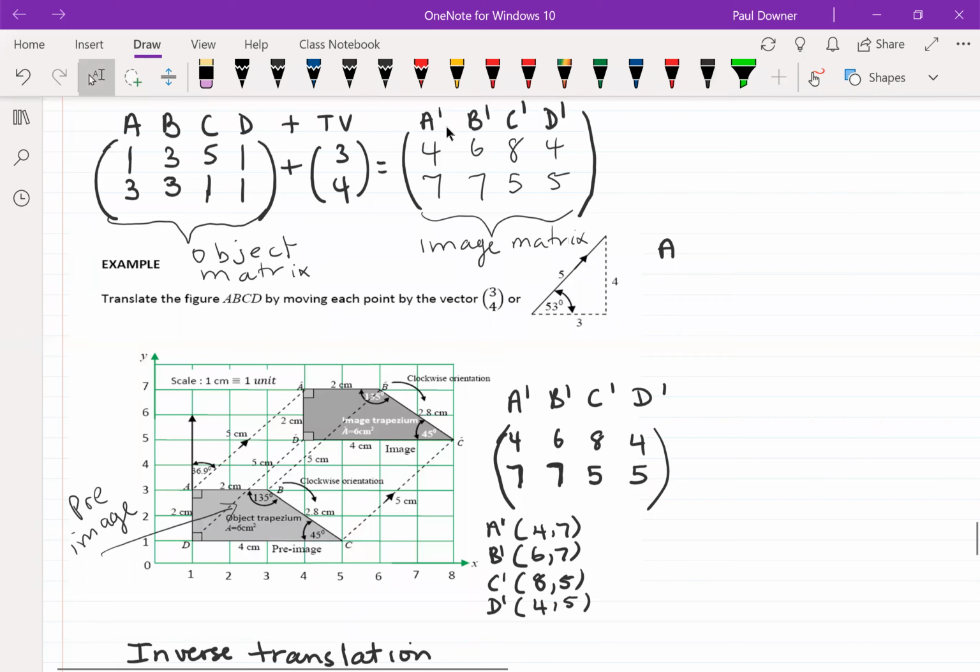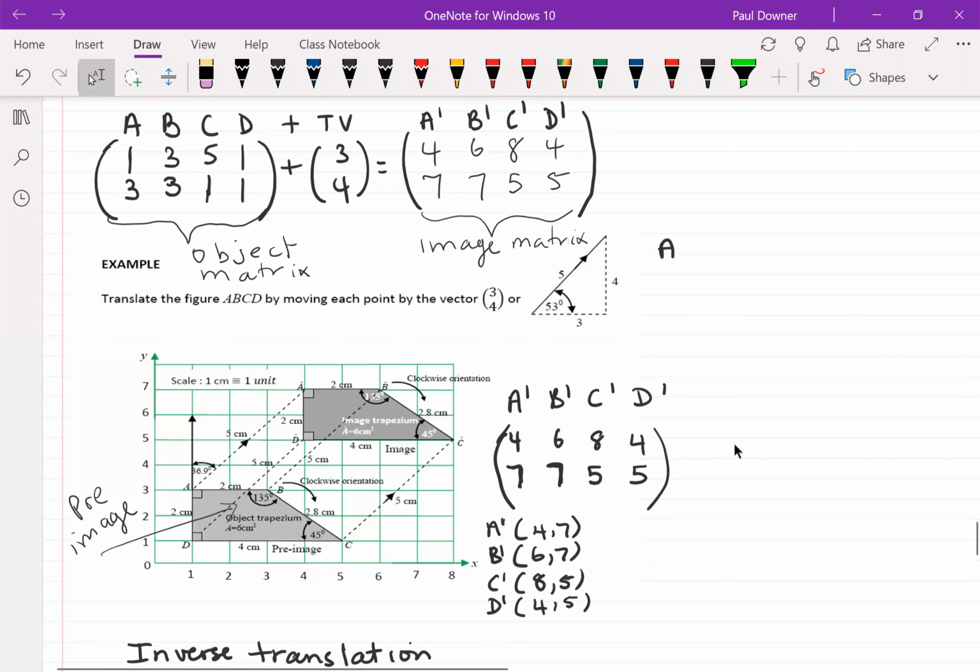What is the image of A, which is called A prime? Well, that'll be 4, 7. But you don't write it vertically because points are written in a coordinate format, which is horizontally. So A prime 4, 7 is really supposed to be written like this here. B prime 6, 7 is really supposed to be written like this if they want the points, right? The image points. C prime 8, 5, look at here, 8, 5. And D prime 4, 5 here, right?